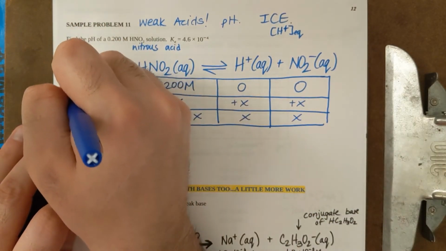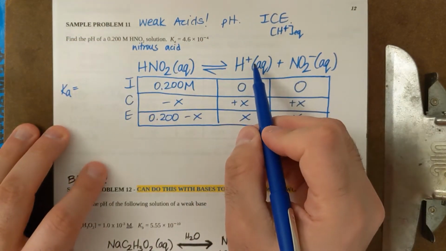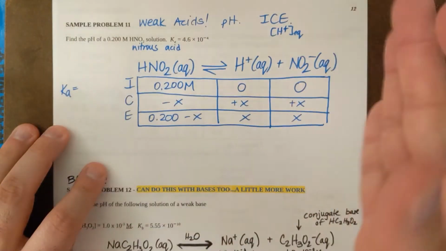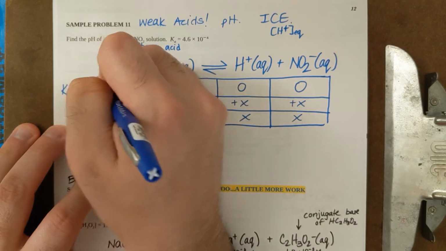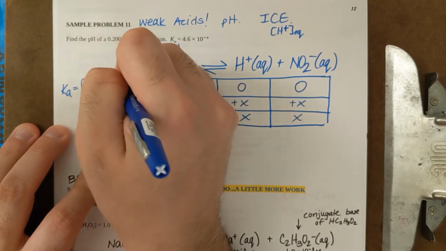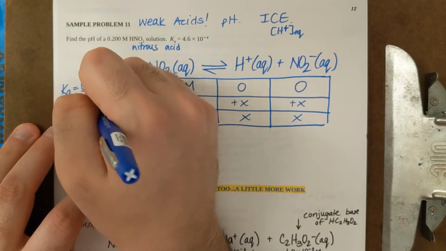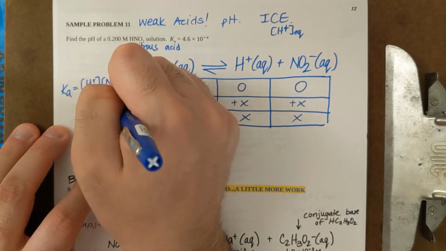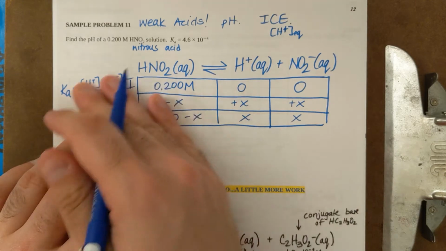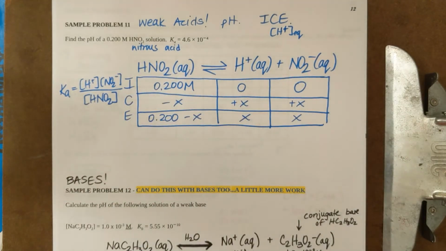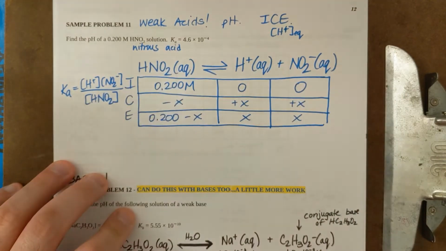And if I wanted to write the Ka expression, the Ka expression is always going to be H plus times A minus all over HA. So I got H plus times NO2 minus all over HNO2. That is how we write a Ka expression, and that is also just how we write an equilibrium expression. An equilibrium expression is products over reactants.